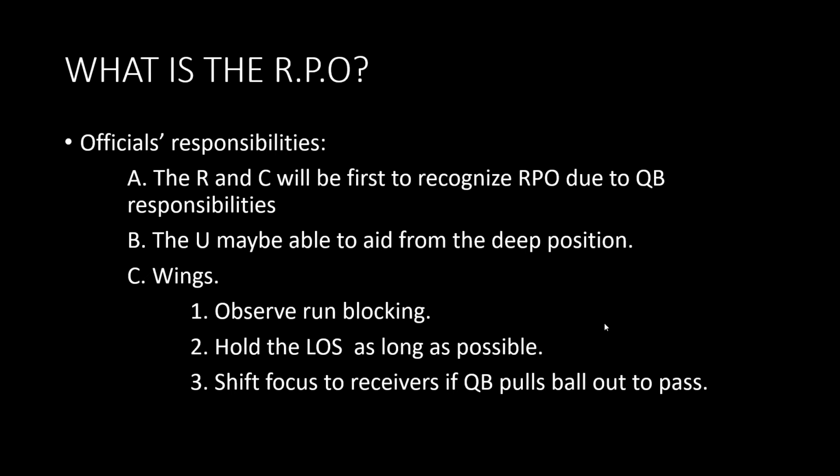So, officials' responsibilities. Oftentimes the referee and center judge will be the first to recognize the RPO due to the quarterback responsibilities. If we're using a traditional umpire, they may be able to aid from that deeper position. Wings, you're going to be observing run blocking. And again, we're asking wings to hold the line of scrimmage as long as possible. Of course, if this becomes a run, by all means, just trail the play as we always have been. There's no need to hold the line of scrimmage at that point.